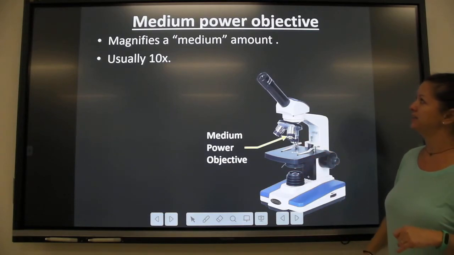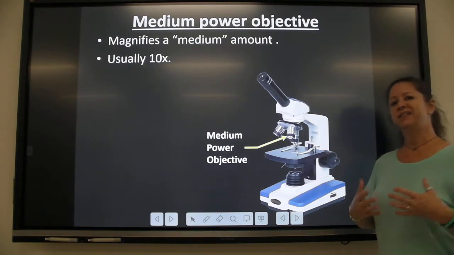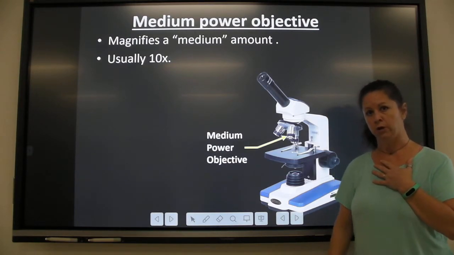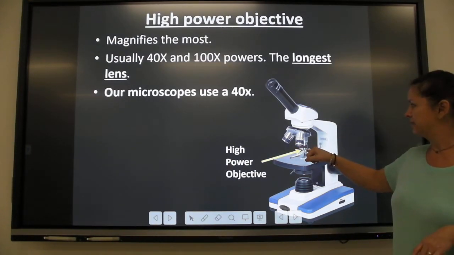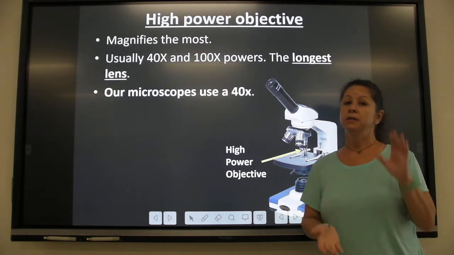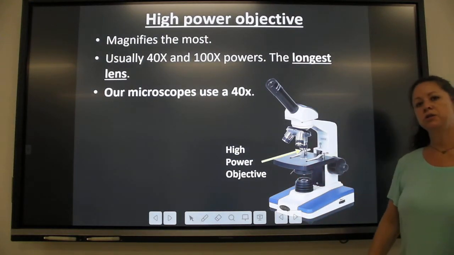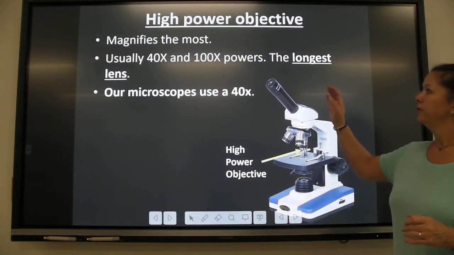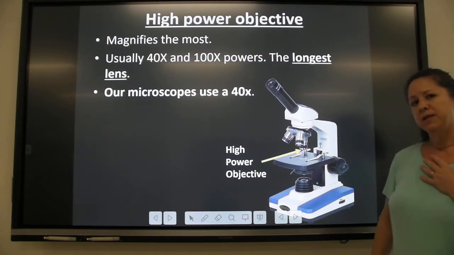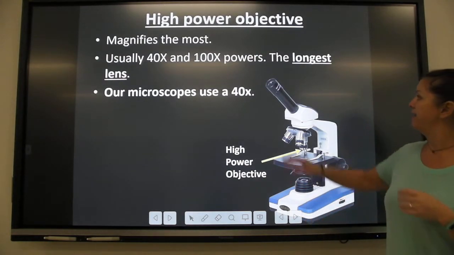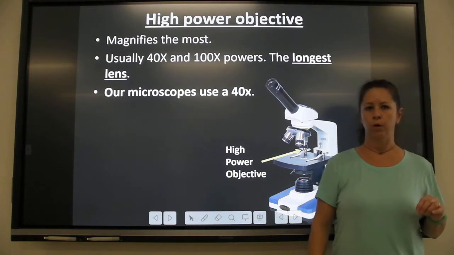The medium power objective literally magnifies a medium amount. Usually that amount is a 10x, and that's what our microscopes are that we're using in our lab. And then you have the high power objective. That's the biggest of the lenses. Literally, the smallest lens is the least, the biggest lens is the most as far as magnification goes. So it's going to magnify the most. Okay, it's the longest lens. Our microscopes in our lab are going to have a 40x. So that's the most that we're going to be able to magnify something in our labs.